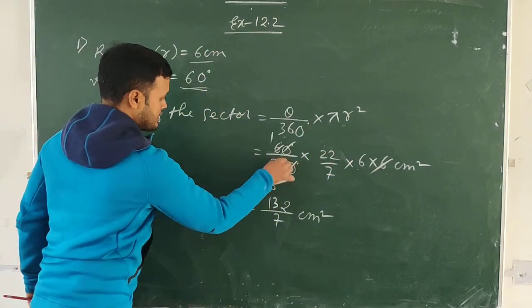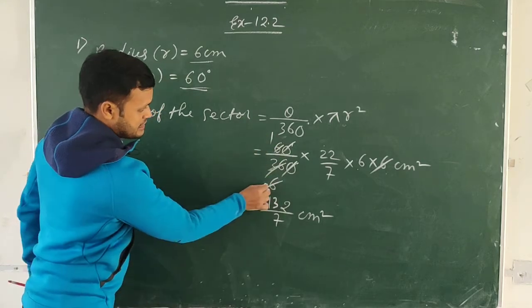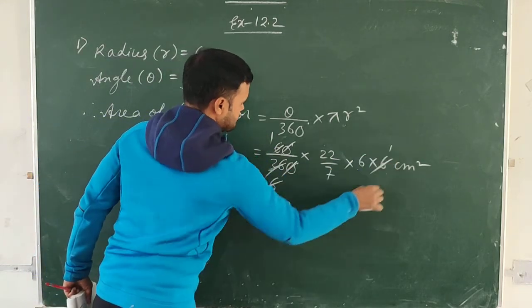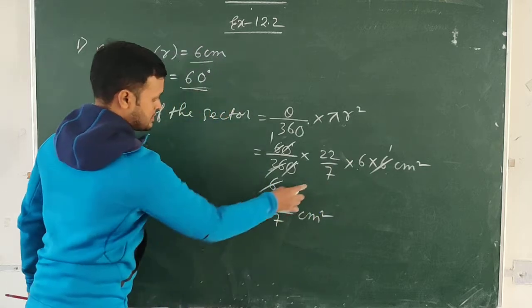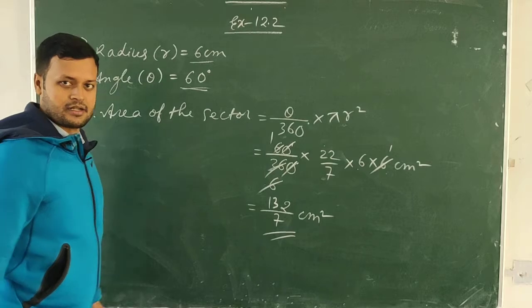So the 0 and 0 are cancelled, with the 6 you cancel 36 6 times and 6 1 times. With the 6 you cancel the 6 1 times. So 22 into 6 will become 132 and below 7 will stay. So this is the area of the sector.